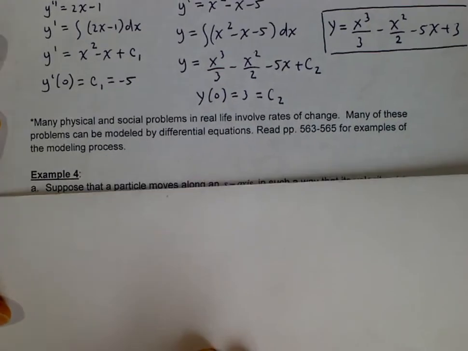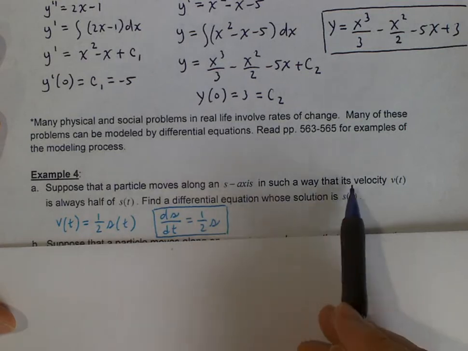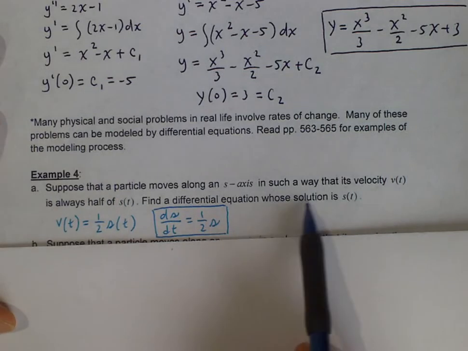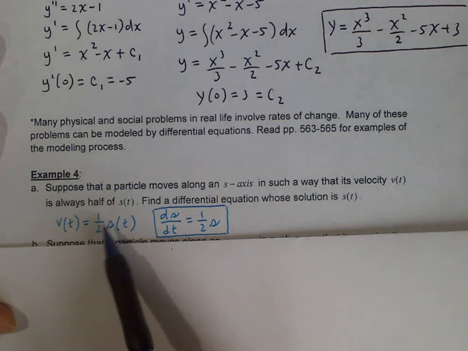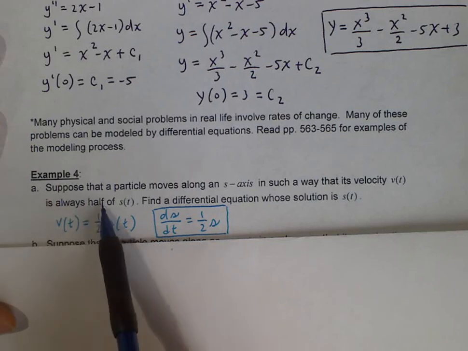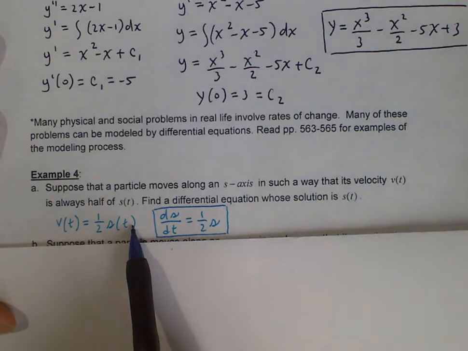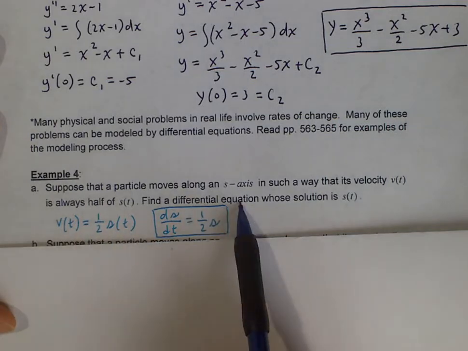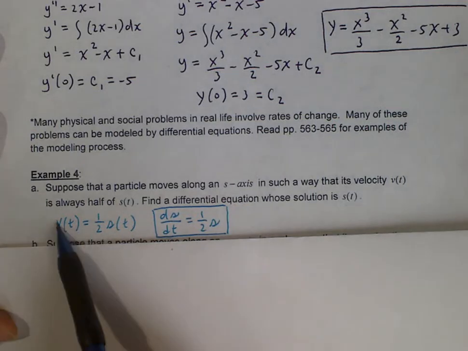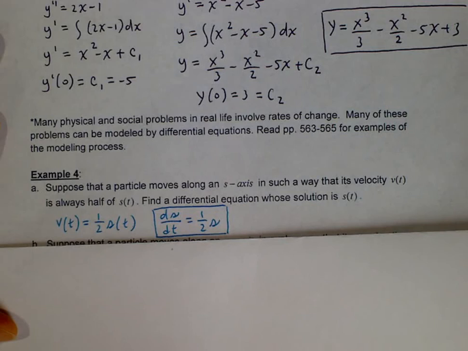Okay, here's the fourth example. Suppose that a particle moves along an s-axis in such a way that its velocity v of t is always half of s of t. Find a differential equation whose solution is s of t. So I'm just going to interpret what they stated right here. It says that the velocity v of t is always half of s of t. So I have v of t is equal to 1/2 s of t. So in order to make it a differential equation, I need to bring in the variable in terms of s. So that's going to be v of t is the same thing as ds/dt, and then that's going to equal 1/2 s.